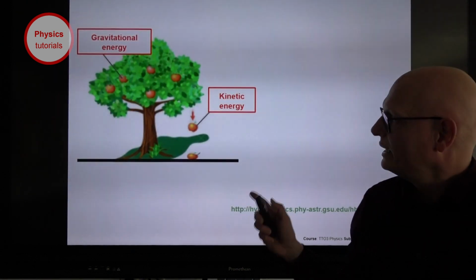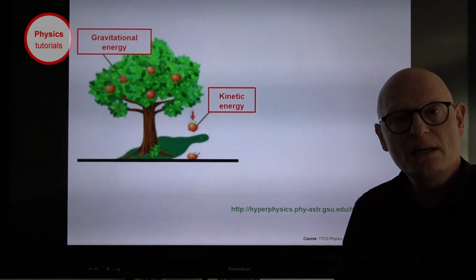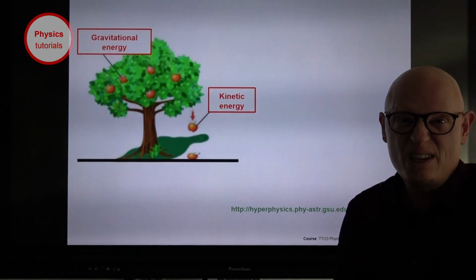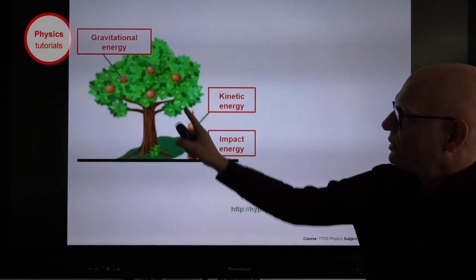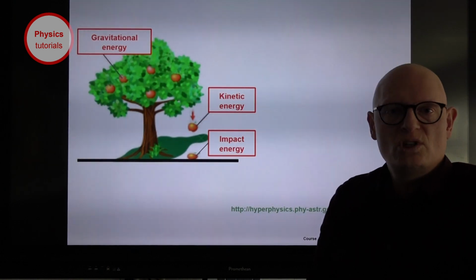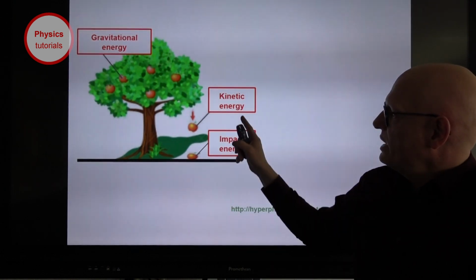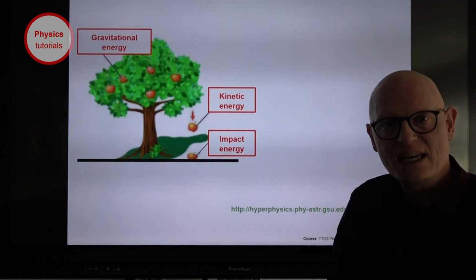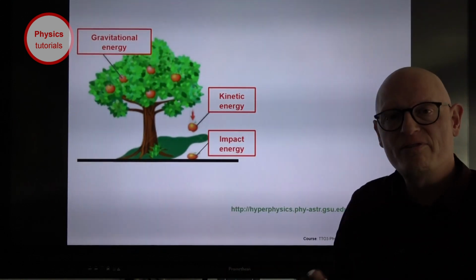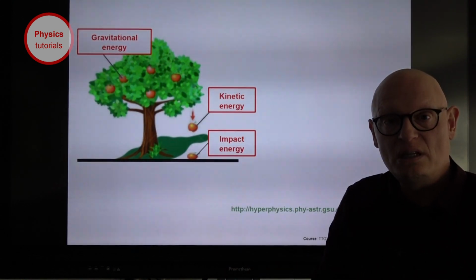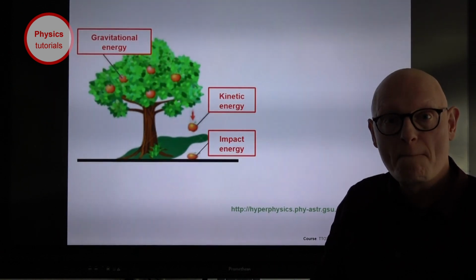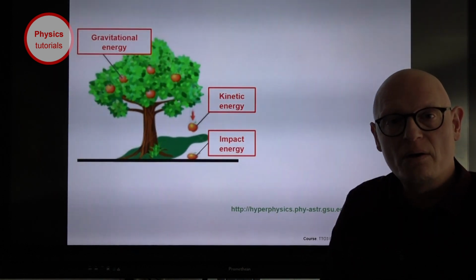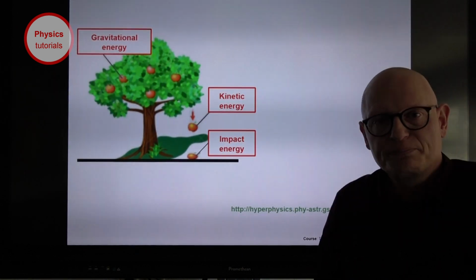Another example. Here we see an apple tree, and when an apple falls from the tree, there is an energy conversion in three stages. First, the apple has gravitational energy, which is potential energy. Then, when it falls, the potential energy is converted into kinetic energy, which means that the apple will fall and its velocity will become more. And then when the apple hits the ground, you've got impact energy.